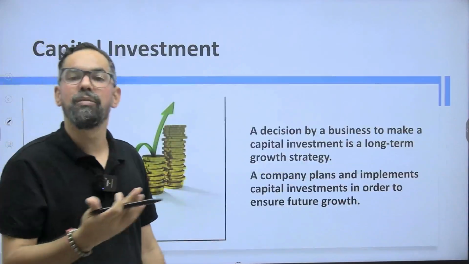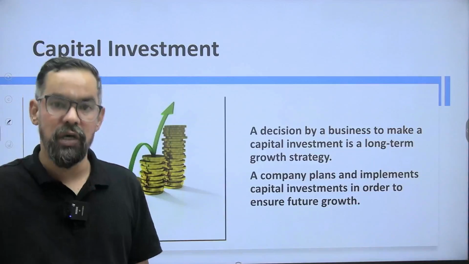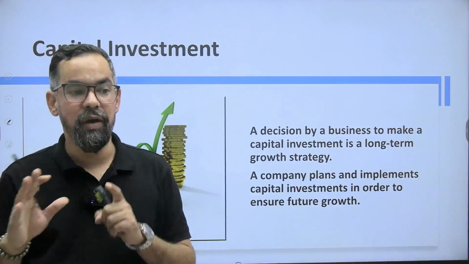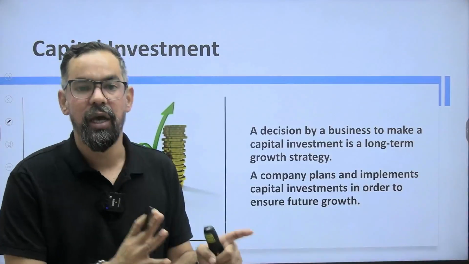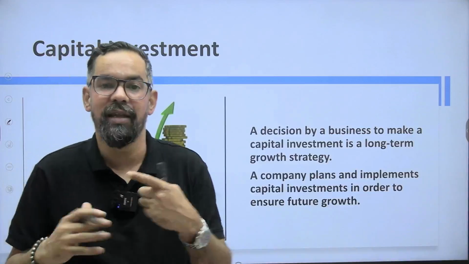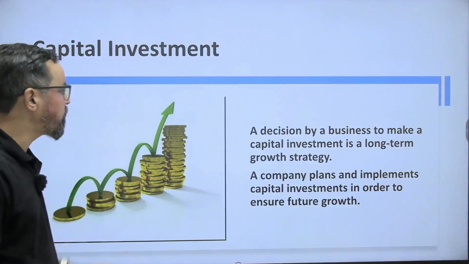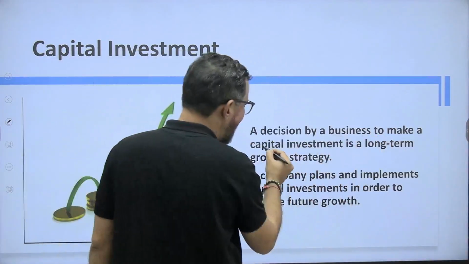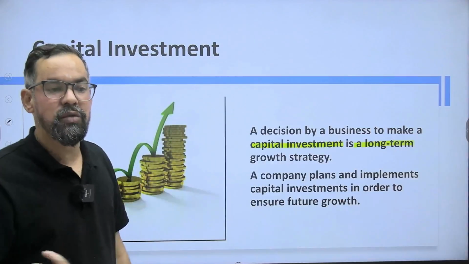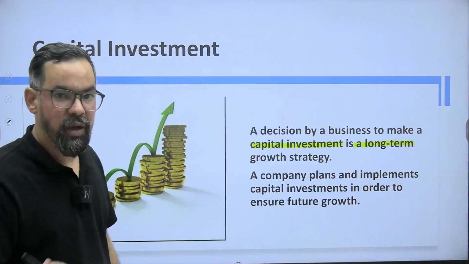Like, if you are making an investment, say purchasing properties or shares and others, similarly businesses, with that capital budget, invest that money in different projects. They always plan that their ROI should be higher than their average borrowing cost. So a decision by a business to make a capital investment is a long-term growth strategy, because capital expenditure always happens with a long-term growth strategy.